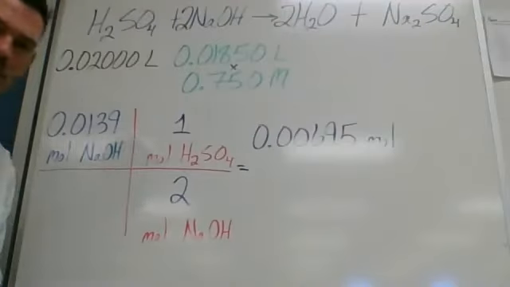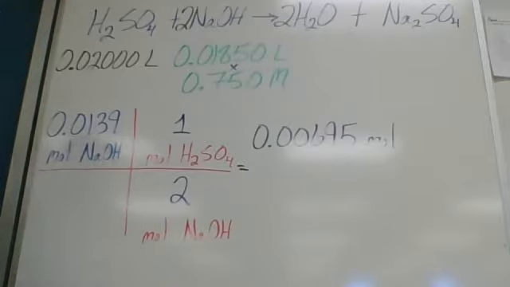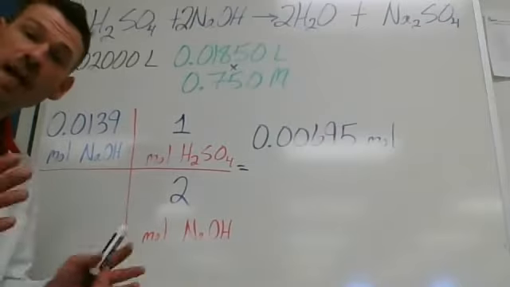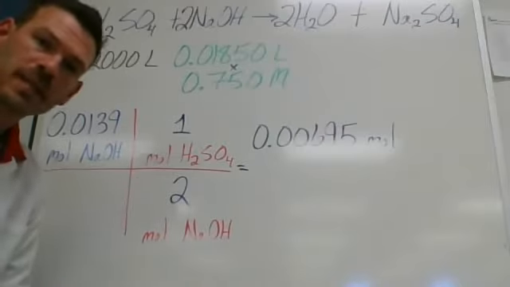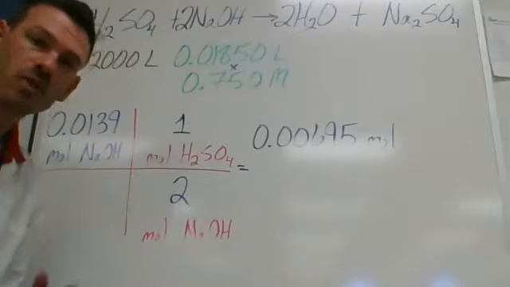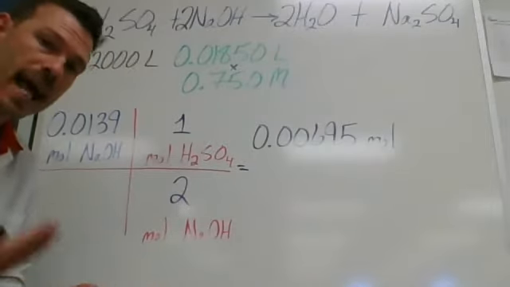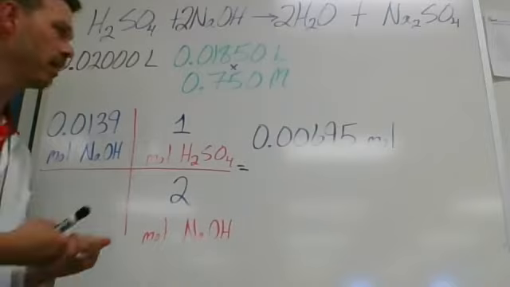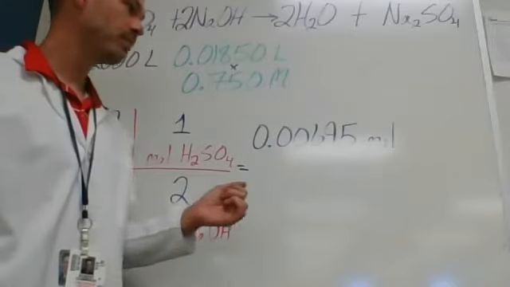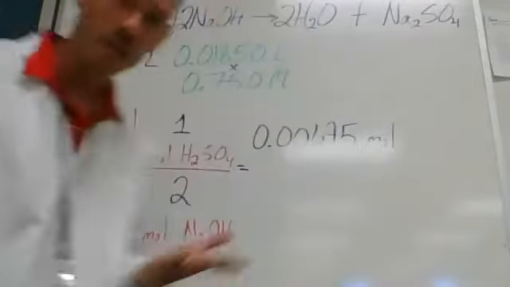I get 0.00695. The final step, if you look at your titration steps, says then convert to whatever unit the problem is asking for. All right. Well, in this case, it says calculate molarity. Again, remember what we're trying to find.